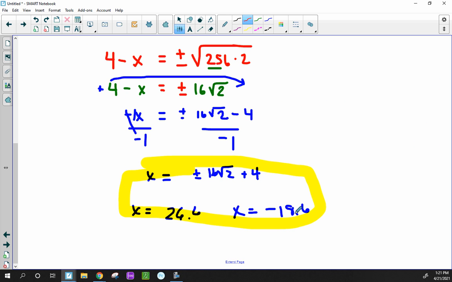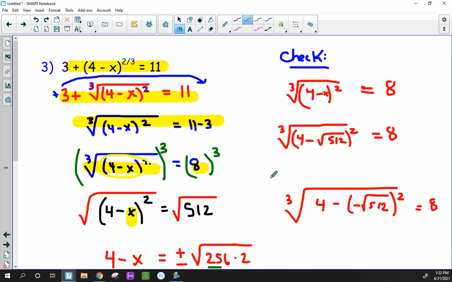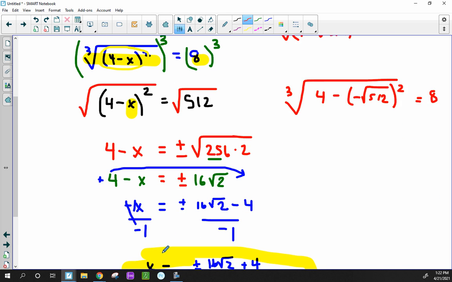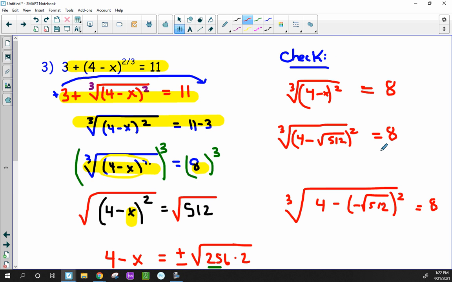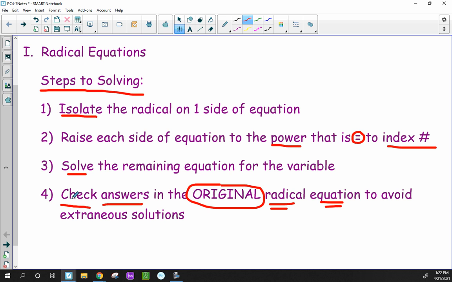Sometimes that happens. Sometimes one will work, and if that's the case, like let's say this one worked and this one didn't, you put a big X on this one. If both of them don't work, then the whole problem is no solution. So be careful and make sure when you're checking those that, like I said, if you get 2 answers, that you check both. Okay, so the whole purpose is to solve for the variable using your steps that I shared with you on the previous slide. Just make sure you check it.